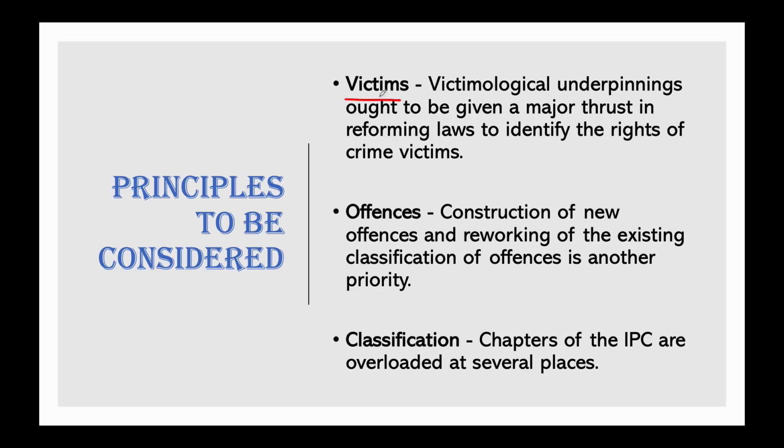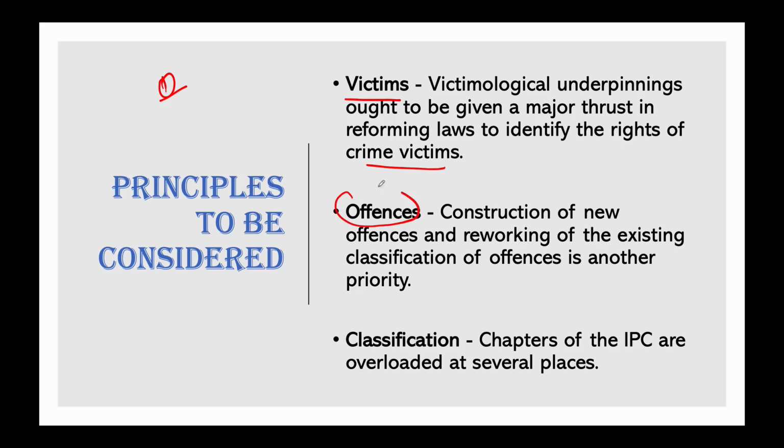For example, victims, because victimological underpinnings ought to be given a major thrust in reforming laws to identify the rights of the crime victims. There are many points which move towards the increased role of victims in the criminal justice system. For example, government should try to launch victim and witness protection schemes. They should be there. Use of victim impact statements, advent of victim advocacy, increased victim participation in criminal trials, and enhanced access of victims to compensation and restitution.